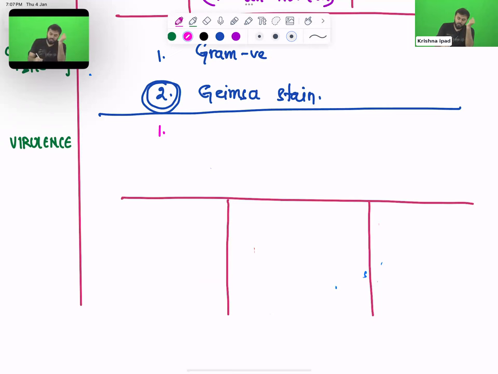Okay, what is this injection called as? This is called as T4SS. T4SS in the sense, what is T4SS? Anyone, what is T4SS? T4SS stands for T4 secretory system. Okay, T4 secretory system. What do you mean by T4 secretory system? It is like an injection like this.